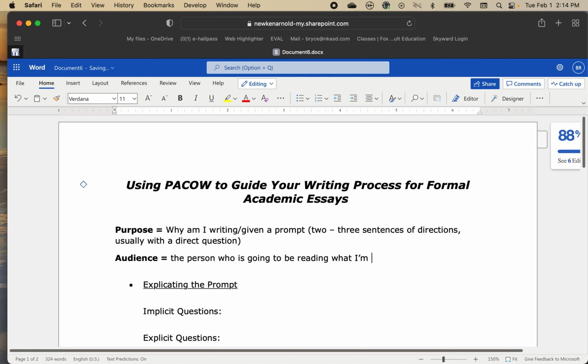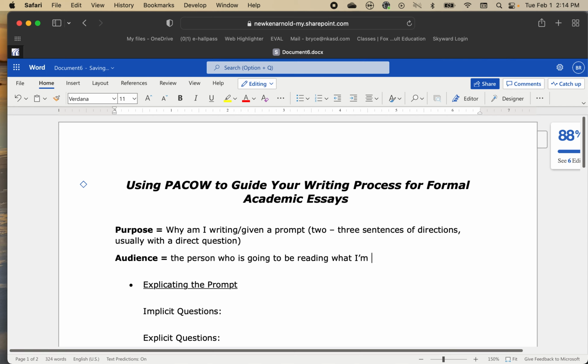Okay. So the reason that's important is because the person reading it, I need to make sure that I'm using the correct or the best tone for that person. So I'm going to make sure that that tone is formal.